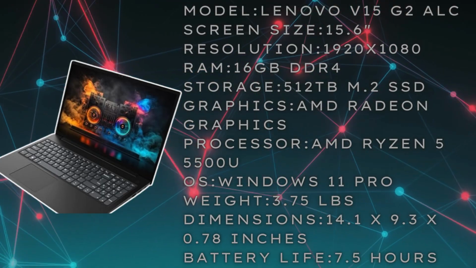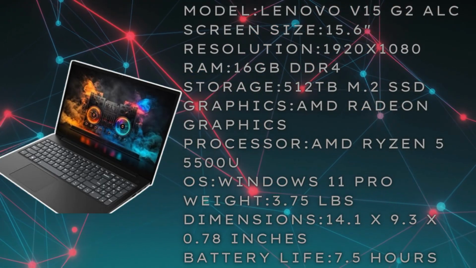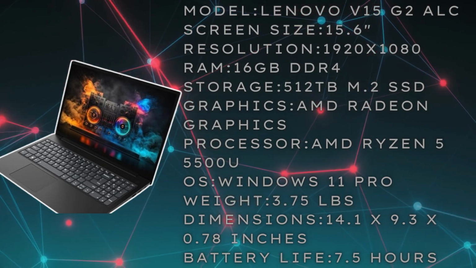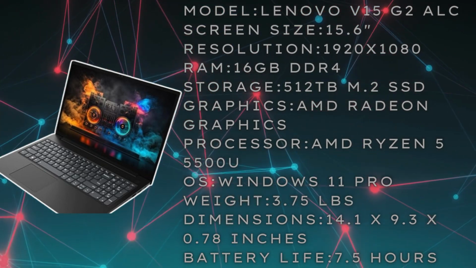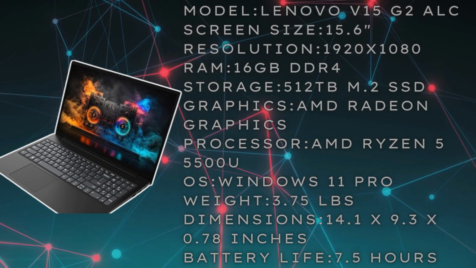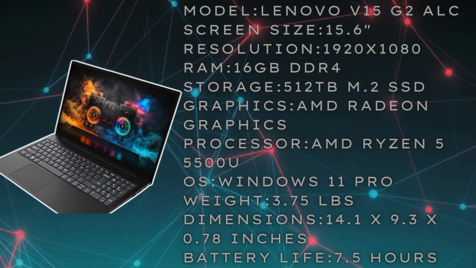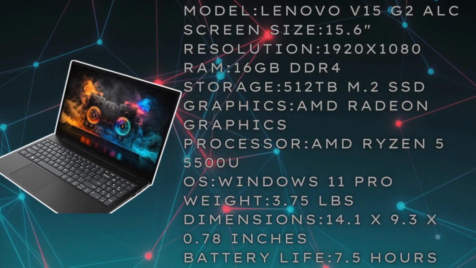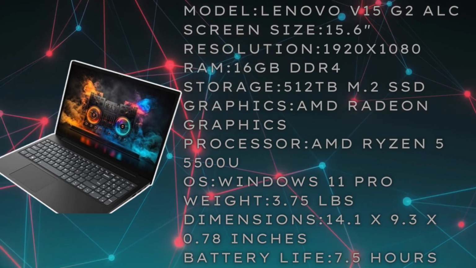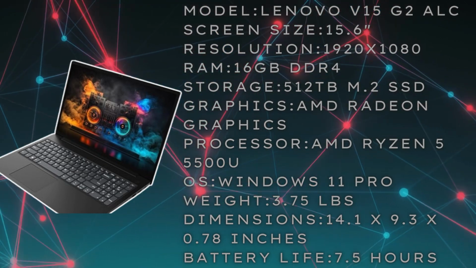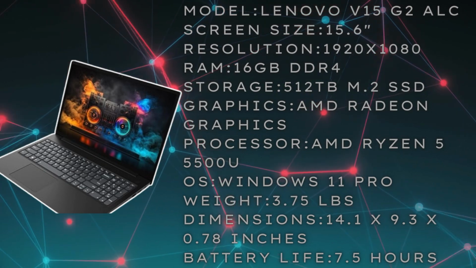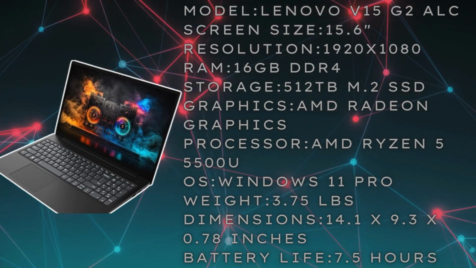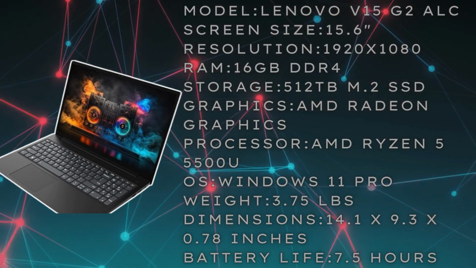All right, so the next laptop on today's list, we've got a Lenovo V15. The model number for this one is Lenovo V15 G2 ALC. This is a 15.6-inch laptop. It is full HD at a 1920 by 1080 screen resolution. This one has 16 gigs of DDR4 RAM pre-installed. And when it comes to storage space, you want to make sure you have everything that you need. This has a 512 gigabyte M.2 solid-state drive.